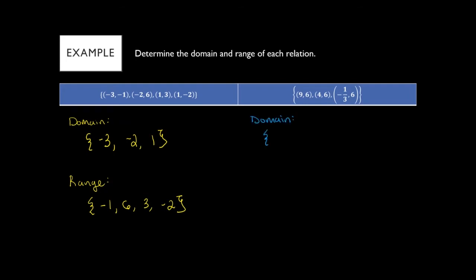So for the second one here, we've got a set of ordered pairs, and so we just look at the first numbers for our domain. So we've got 9, 4, and -1/3. And then for our range, they all have the same y value. So you only have one number written down in the set notation. Instead of writing it 3 times, the only output there is 6. It's just one number that is the output.